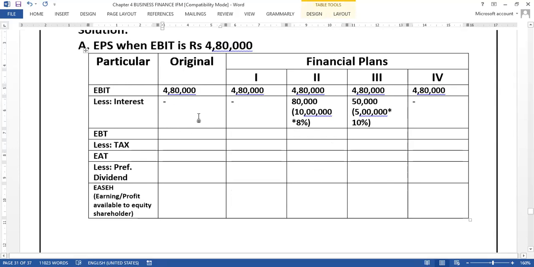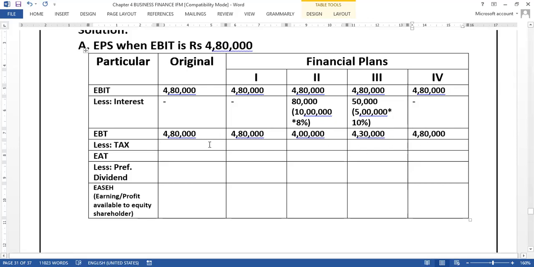If you minus this, you'll be getting 4 lakh 80,000 itself. 4 lakh 80,000. If you minus this, you'll be getting around 4 lakh. If you minus this, you're getting 4 lakh 30,000. For the same thing, there is no much change, so I put 4 lakh 80,000.